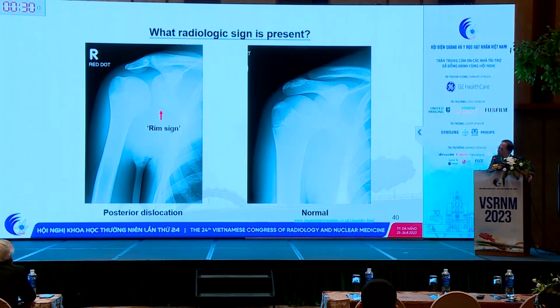Posterior dislocation. Posterior dislocation is usually posterior superior, while anterior is usually anterior inferior. So we can see a separation of the ball from the socket, then it is posterior dislocation. One view diagnosis, no argument.